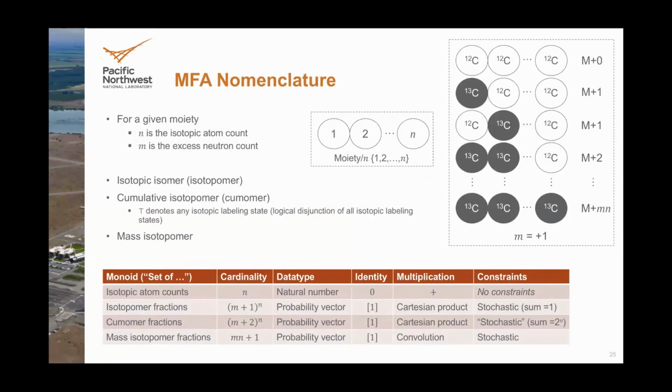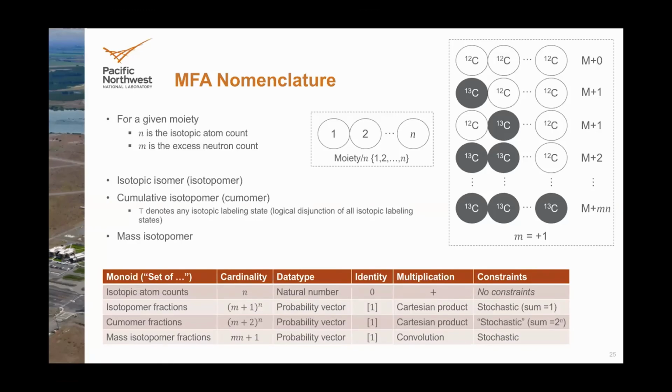So let's talk a little bit about metabolic flux analysis and nomenclature. We're going to talk about moieties. Now, a moiety is just a set of atoms. We don't care what those atoms are actually for. They might be one carbon atom from carbon dioxide, or it might be a bunch of carbon atoms for something else. But as far as we're concerned, it's just a set of atoms. And importantly, there are n of them. We can label each atom, or index it to be more formal, from 1 to n.